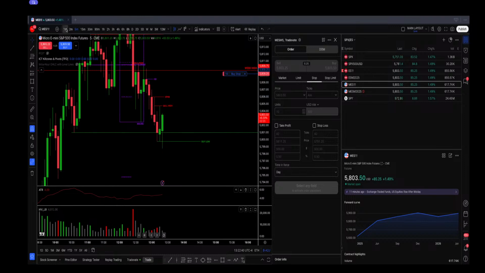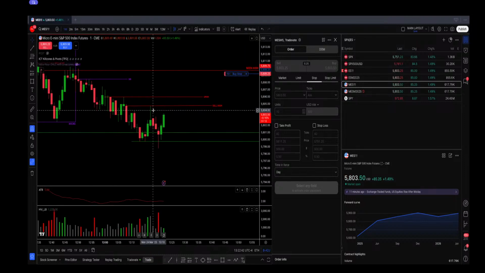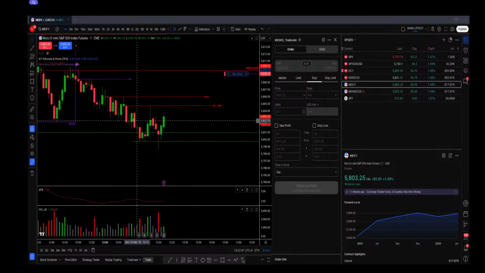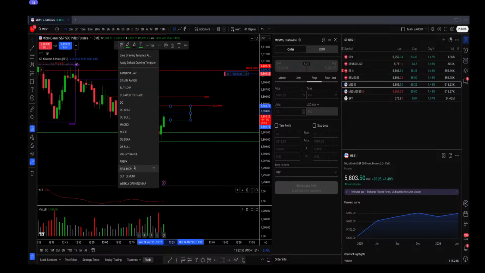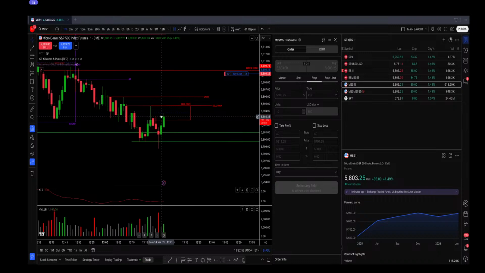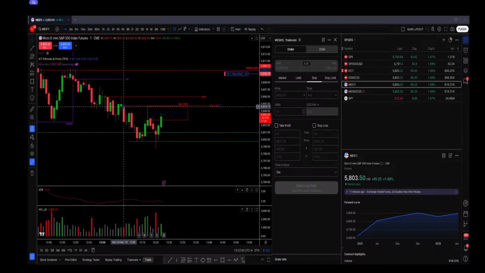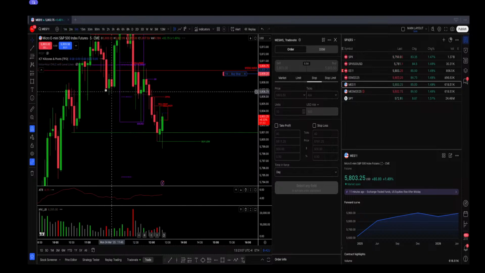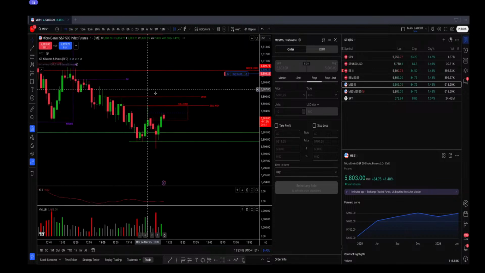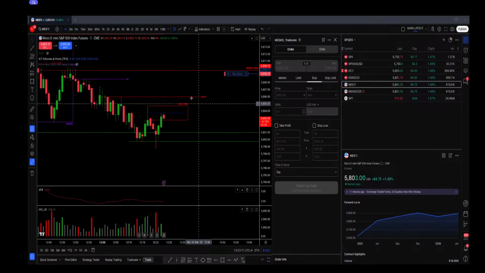Got 2 minutes left in this 5 minute. I don't really see anywhere else that they would want to sell aside from here and maybe the midpoint of this wick, which they got. And the top of this wick lines up with this sell high. Okay, I'm going to get rid of this sell high here.